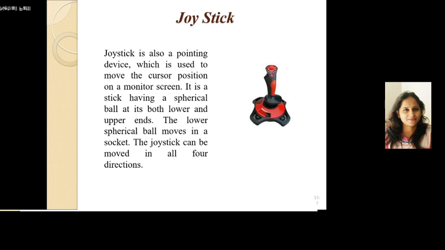Joystick is also a pointing device which is used to move the cursor position on a monitor screen. Joystick is a stick having a spherical ball at both its lower and upper ends. The lower spherical ball moves in a socket and the joystick can move in all four directions. The function of joystick is similar to that of a mouse. It is mainly used for computer-aided designing and playing computer games.